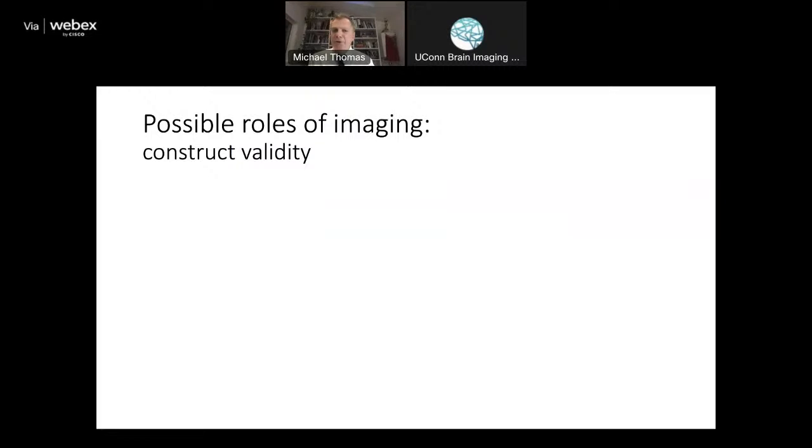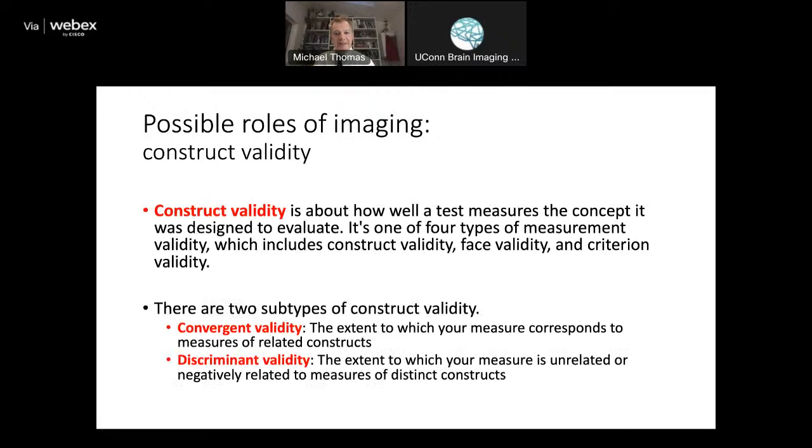So another possible role is in construct validity. Now, for those of you not familiar with your validities, construct validity is one of several validities. Construct validity is about how well a test measures the concept it was designed to evaluate. And I'm going to suggest that brain imaging can be useful for convergent validity. So that's the extent to which your measure corresponds to measures of related constructs.